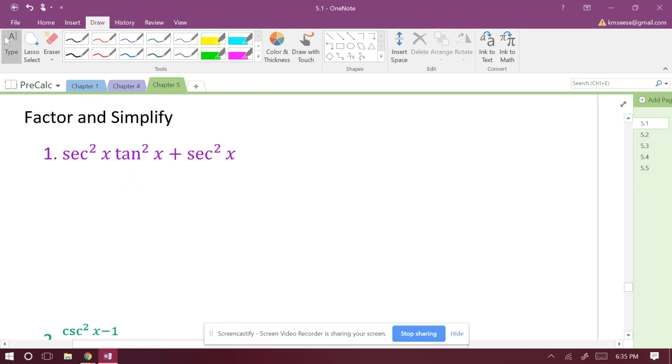Moving on to factor and simplify. So when factoring, you want to look for common terms. You want to look to see if there's a difference of squares or anything like that. So looking at number 1, they both have a secant squared.